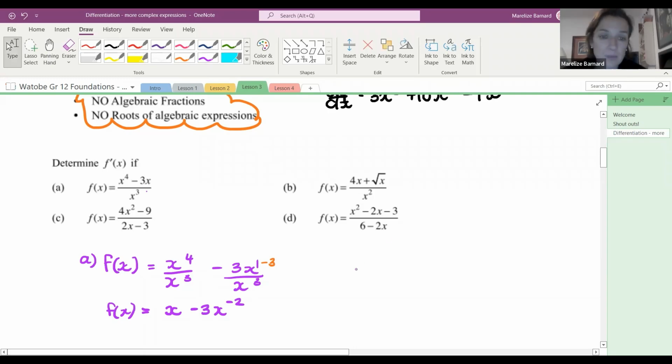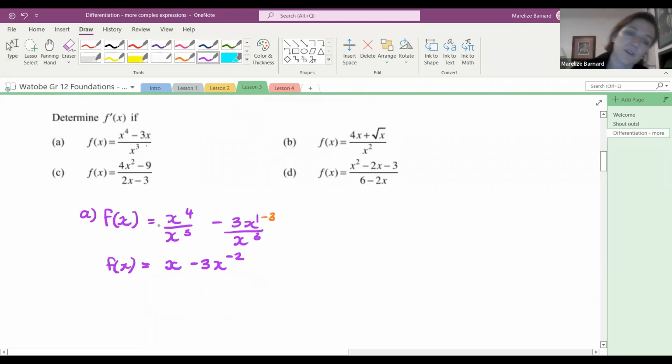And now we're in a position to differentiate, right? Because we got rid of all the algebraic fractions. We didn't get rid of them, we just wrote them in a different way. But now we can differentiate, and that's going to give me 1x and then minus 2 times minus 3 gives me plus 6x, and subtract 1 to the power of minus 3.